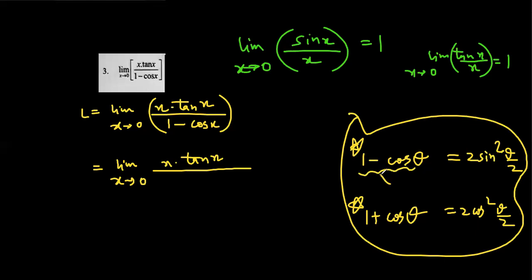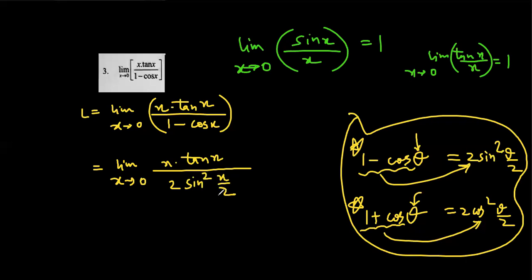1 minus cos is 2 sine square, half the angle. I have said this thousands of times. 1 plus cos, you write 2 cos square, and whatever angle you have, you write half of that. So see here, it is 1 minus cos, I will write 2 sine square x by 2.